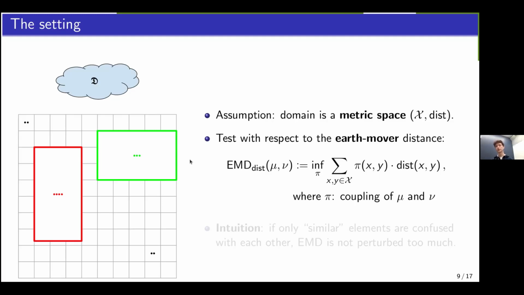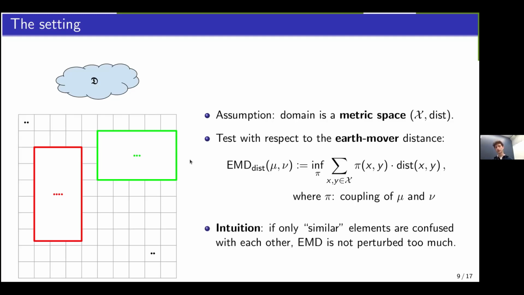And the intuition for why the EMD will be helpful for us is because if only the similar or close together elements are confused with each other, it essentially means that the mass is only traveling a little bit. So the EMD between the distributions is not changed by too much.